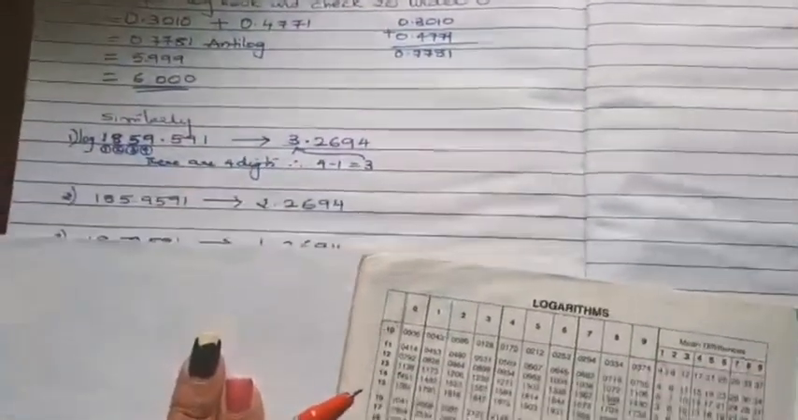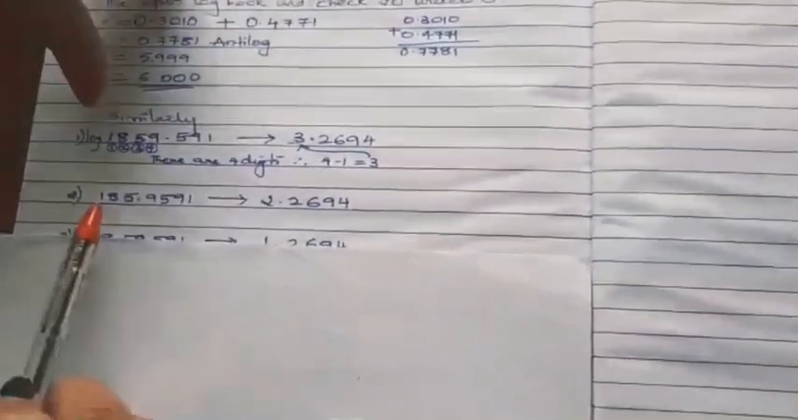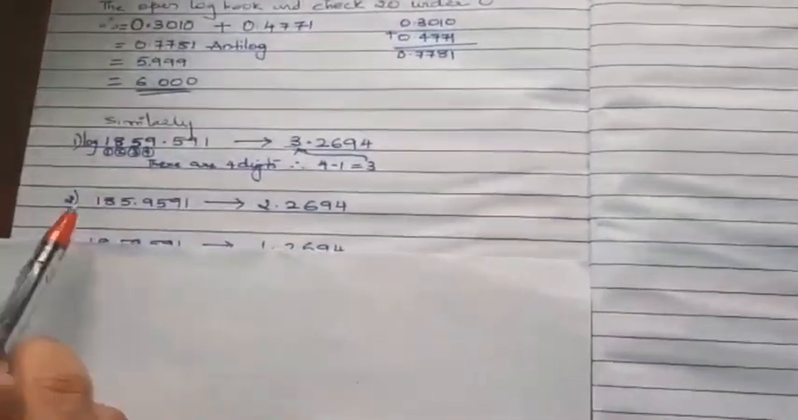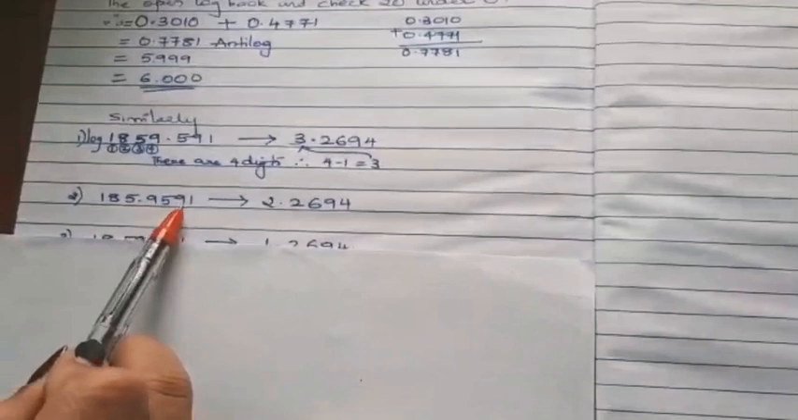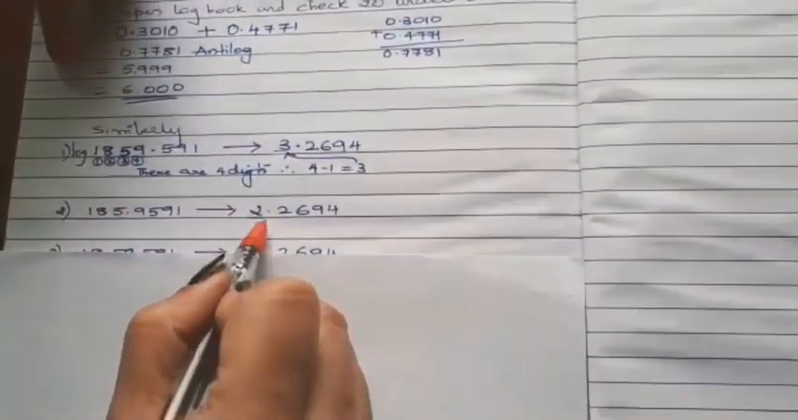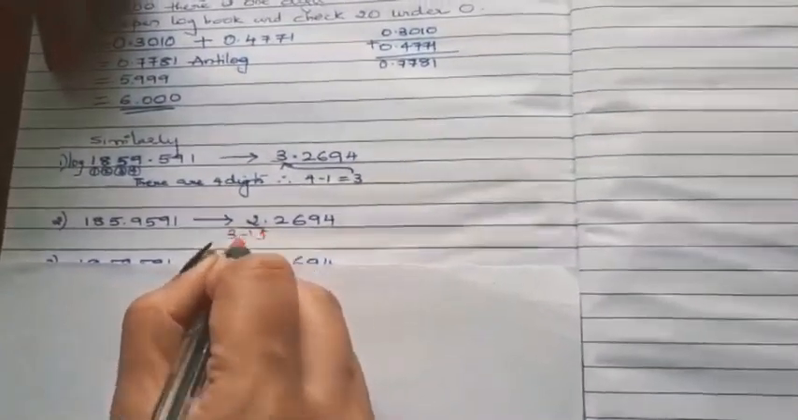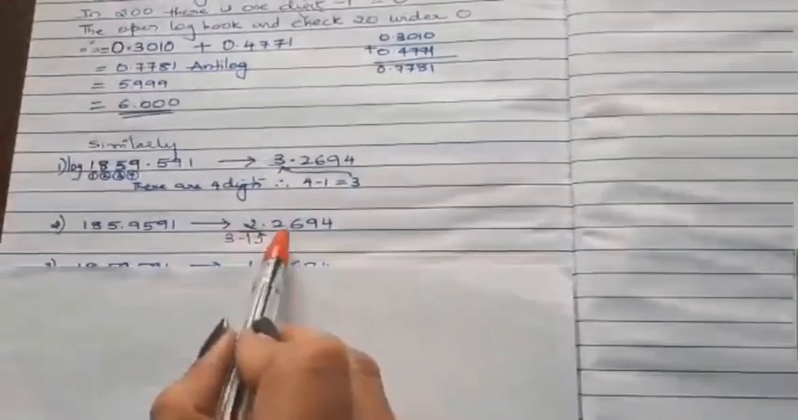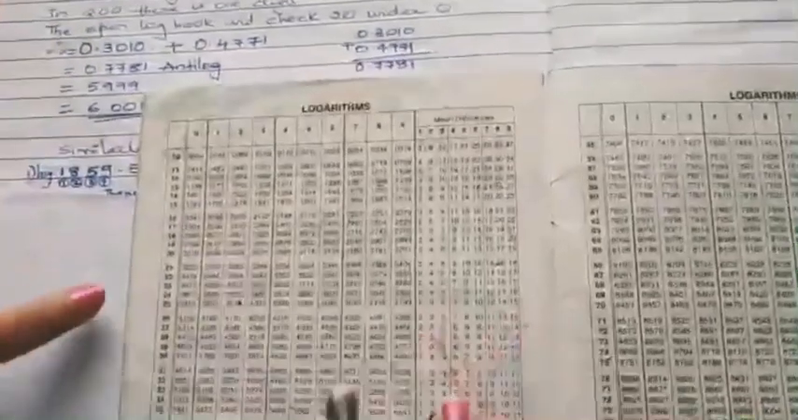Similarly, I'll take the same number, but I'll shift the decimal. So here it is 185.9591. Same number, but here it was after 4 digits, here it is after 3 digits. Since it is the same rule, there are 3 digits, so 3 minus 1, the characteristic will become 2. And the Mantissa will come again from the logbook. Since it is the same number, I will show you again.